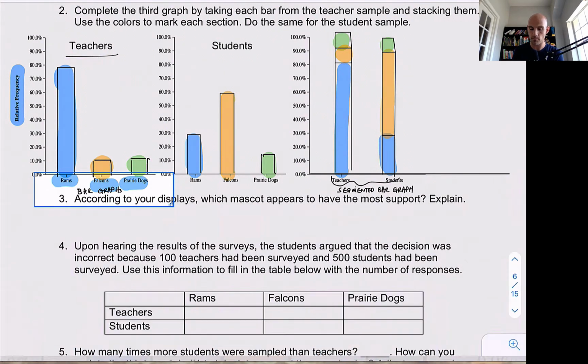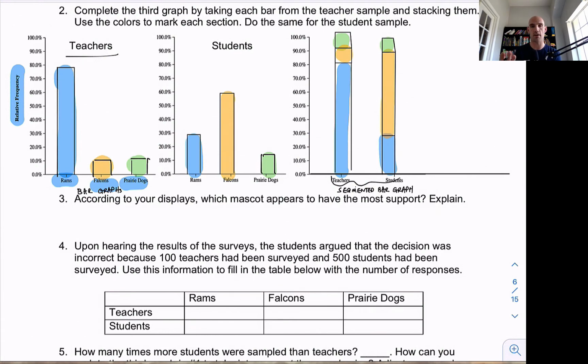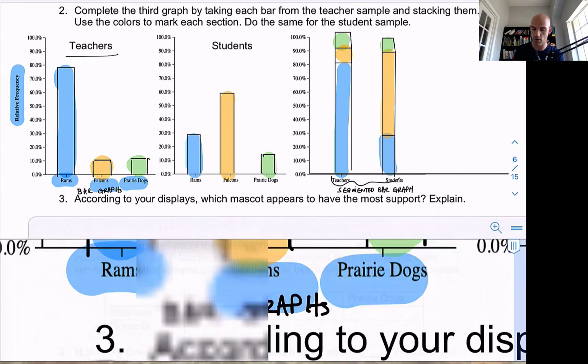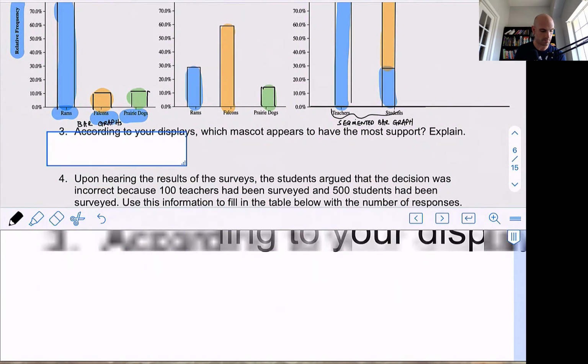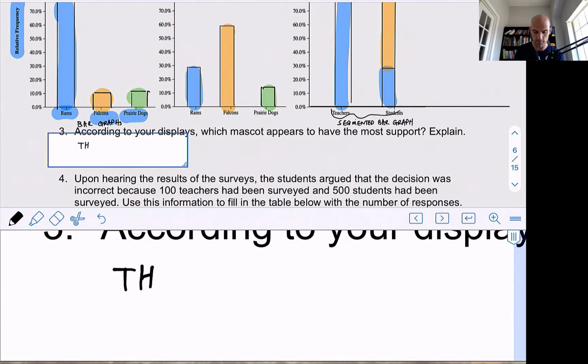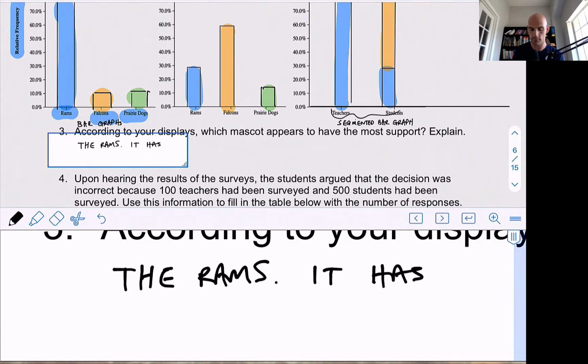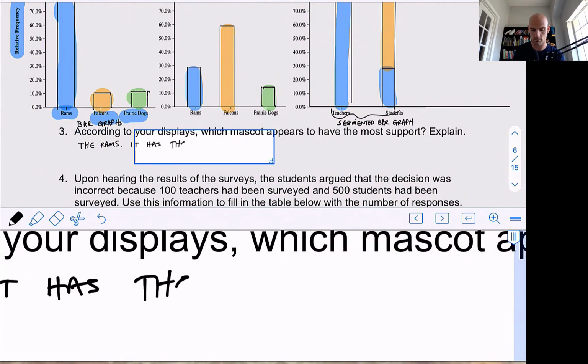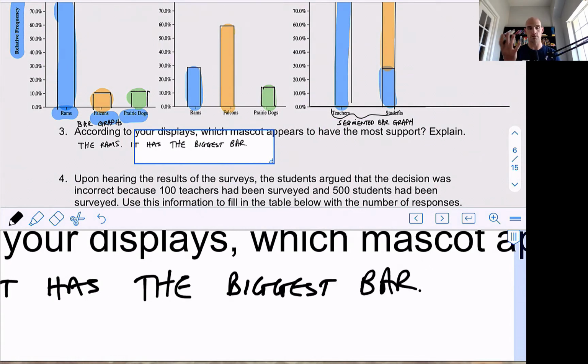The question that they're asking is which one appears to have the biggest following. It appears to be the Rams. And they ask, why do you think that? Well, it has the biggest bar. So clearly it has the biggest bar when you compare the segmented bar graphs.